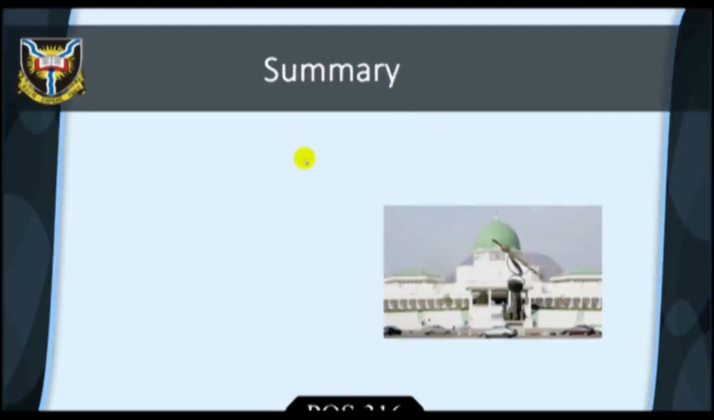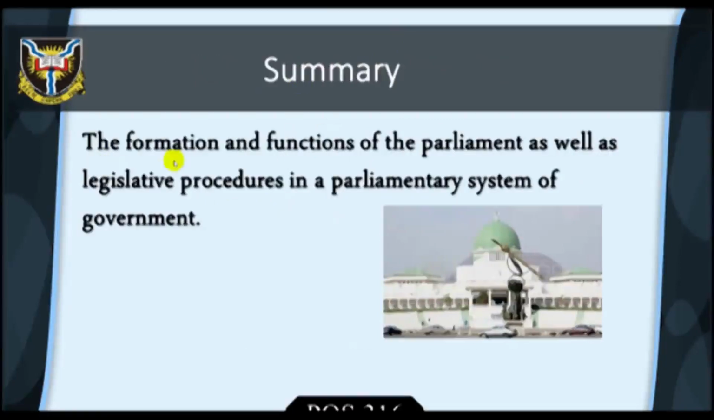Study session summary. As a follow-up to Lecture 10, this lecture discussed the formation and functions of the Parliament, as well as legislative procedures in a parliamentary system of government.